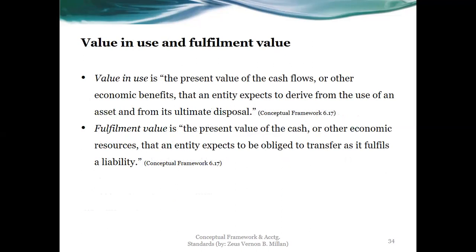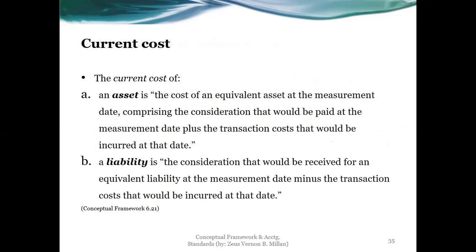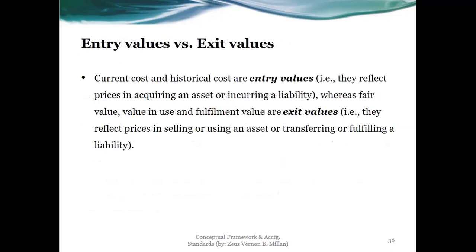The second would be the opposite of the next, fulfillment value, in which the current cost of liability is the opposite. All right. So the fourth one is current cost. I repeat, that's historical cost, fair value, then you have the value in use and fulfillment value, and the current cost. So those are the four groups of items. Now let us determine which of the four would be entry values and which would be exit values.